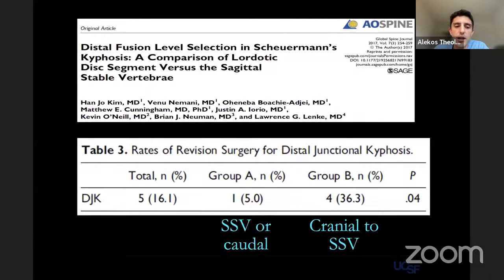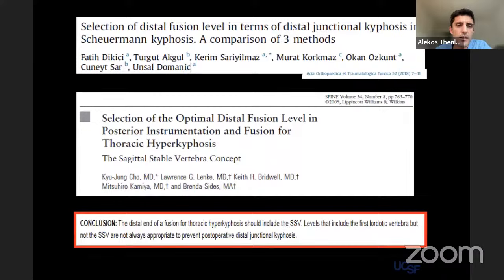And it has been demonstrated that stopping at the sagittal stable vertebra decreases one's risk of DJK significantly. This is a nice study from the Global Spine Journal in 2017 that found that those patients that stopped at the sagittal stable vertebra, group A, in the middle column there, had a 5% risk of DJK. And then those that did not stop at the sagittal stable vertebra cranial to it had more than 36% rate of DJK.